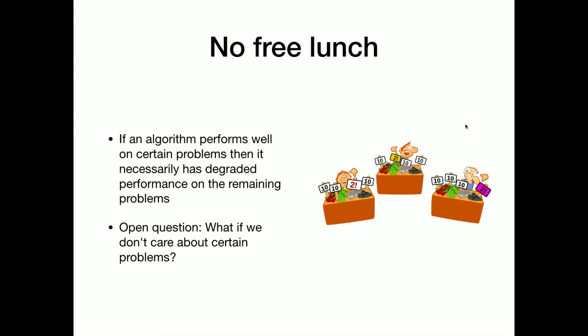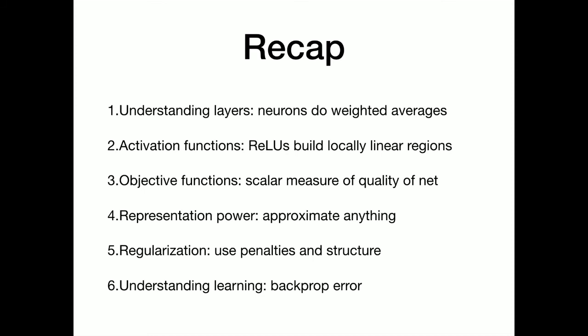All right, so we're getting near the end. Let me recap this section on modern neural nets. First, I've explained what the neurons do, and it's actually super simple, just doing weighted averages of their inputs. And then the activation function decides how to fire that neuron, whether it's active or not active. And basically that's allowing you to create these locally, yes.